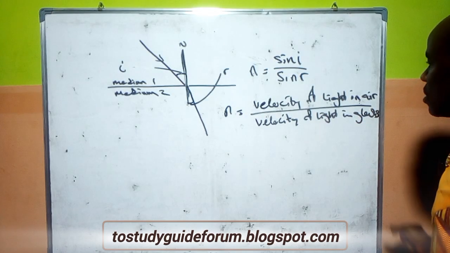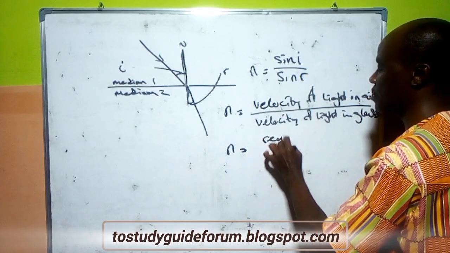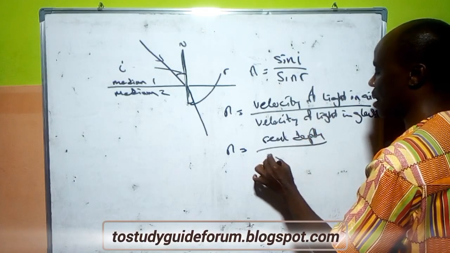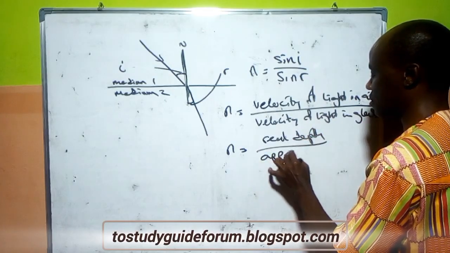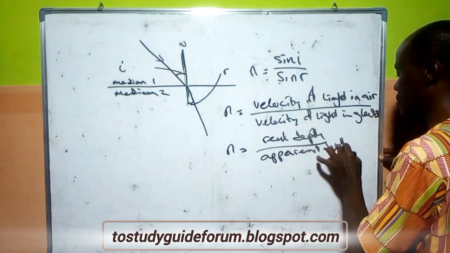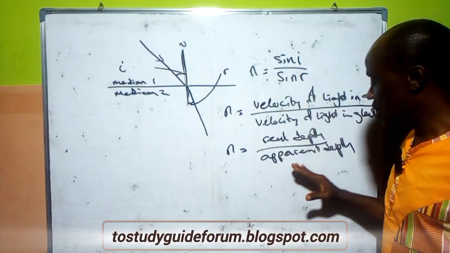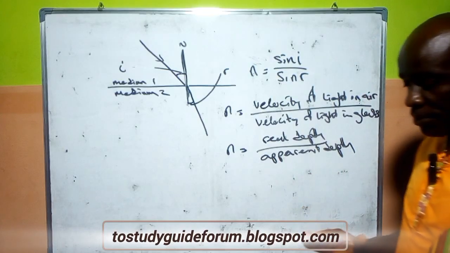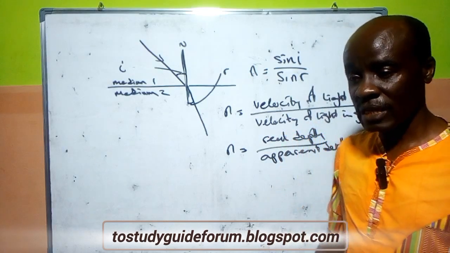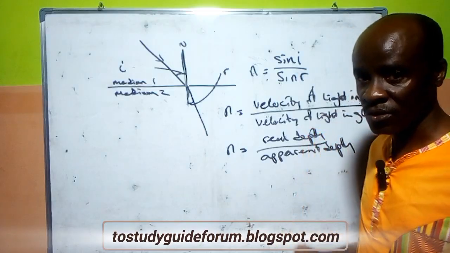Another one we normally use is real depth over apparent depth. The apparent depth is the depth that appears. For example, if you put something like a stick in the water, you notice that it will be as if the stick is bent somehow. This is because of refraction.